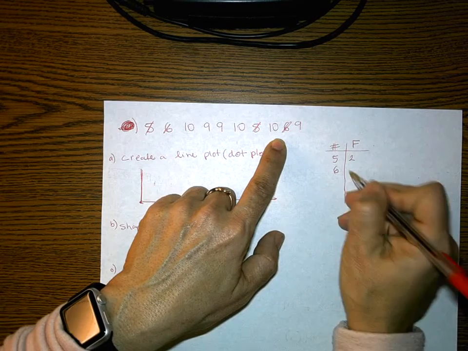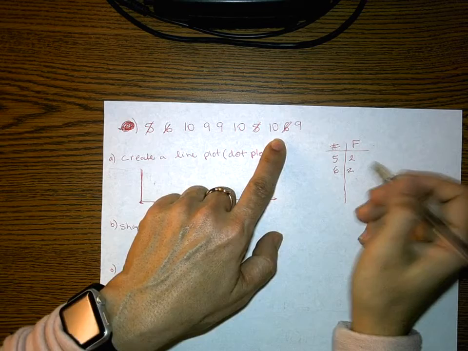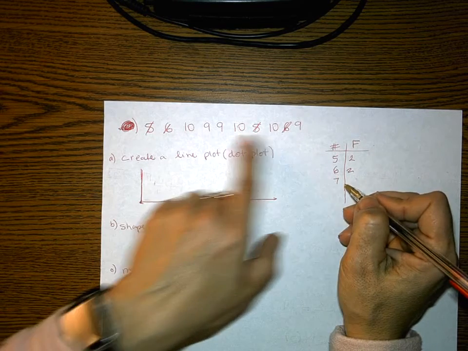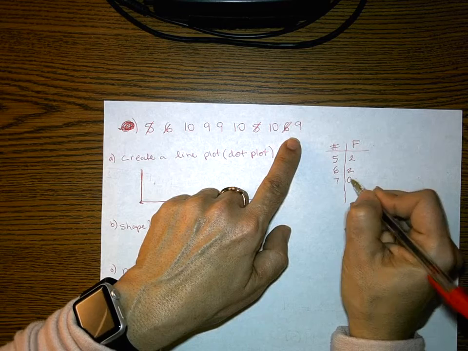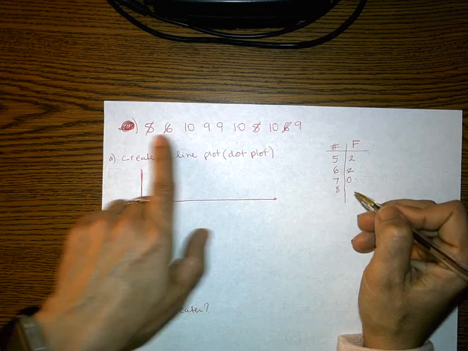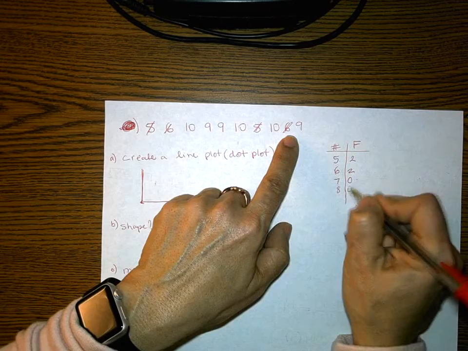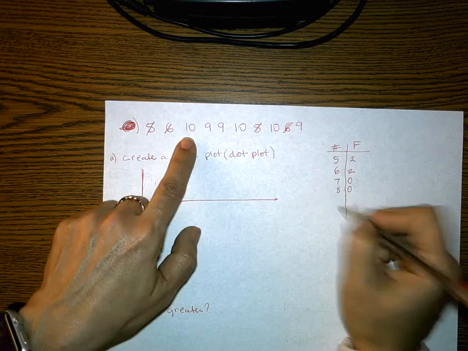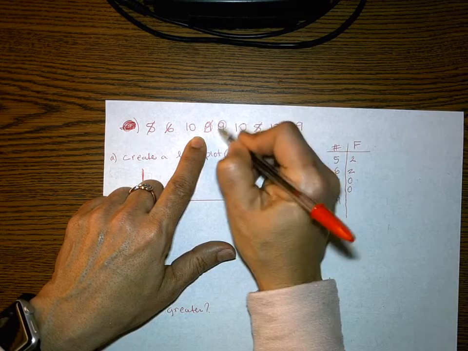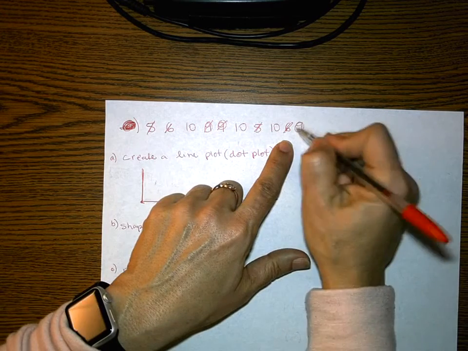There we go. And then the next smallest number is a 7. Do I have a 7? We don't have a 7, so no frequency for 7. 7 did not appear. Do we have an 8? There is no 8, so 0 for 8 as well. Do we have a 9? We sure do. We have 1, 2, 3 number 9s.